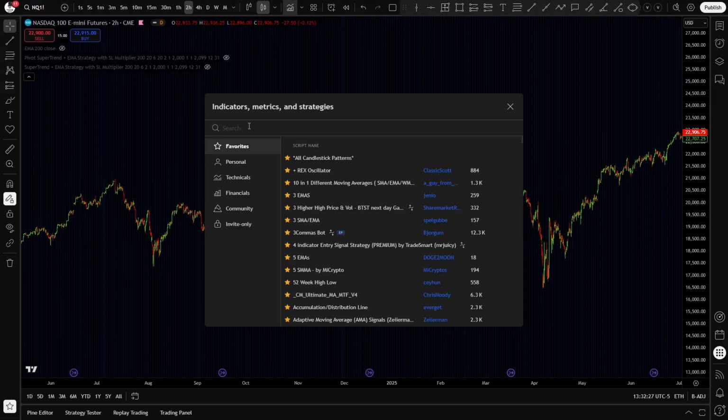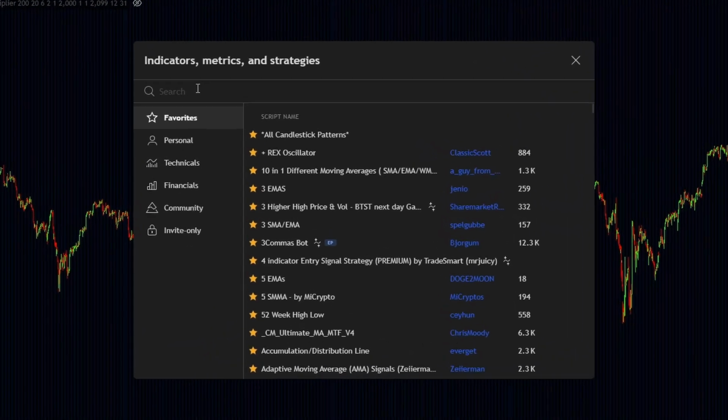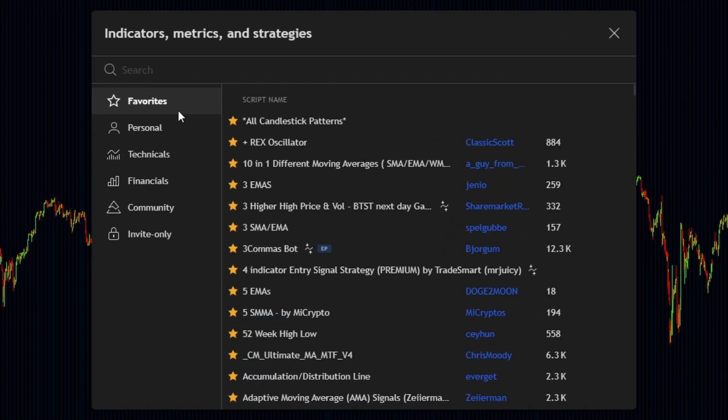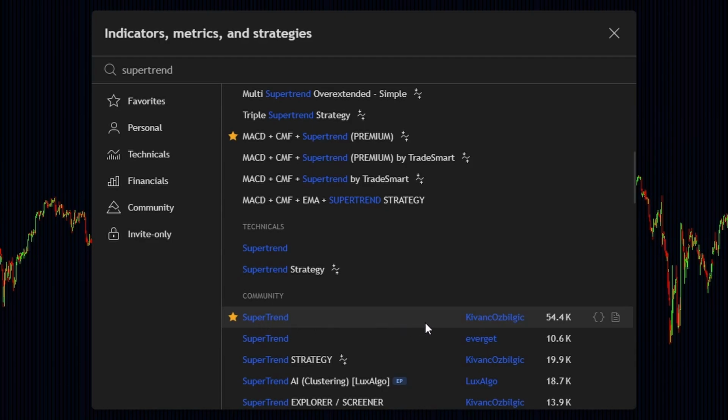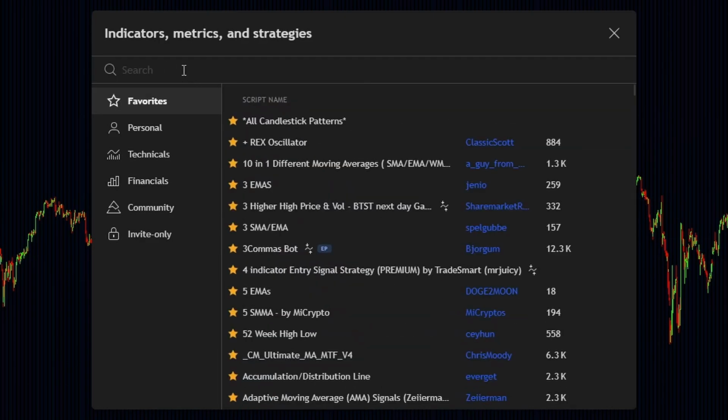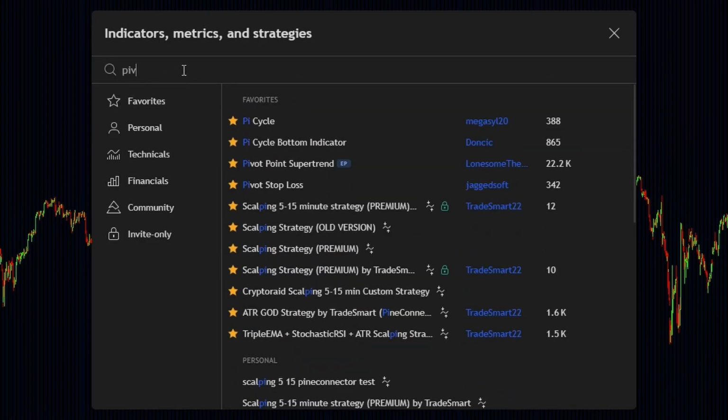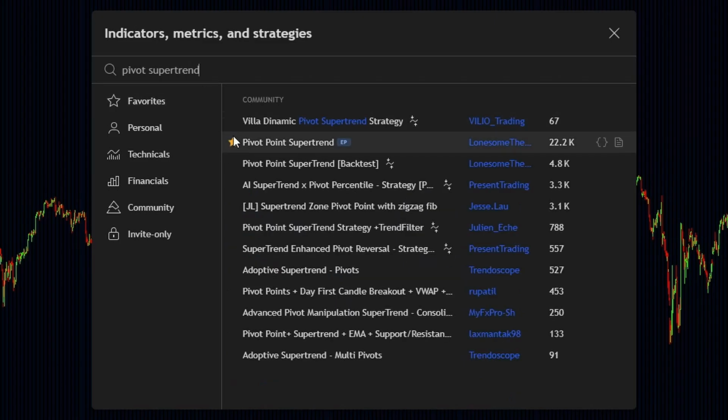Okay, so now let's head over to TradingView and let's see these indicators. For the normal supertrend, just type in SuperTrend and add this one to your chart. For the pivot-based supertrend, type in Pivot Supertrend and add this one to your chart.